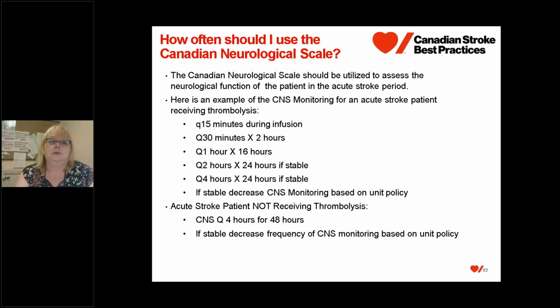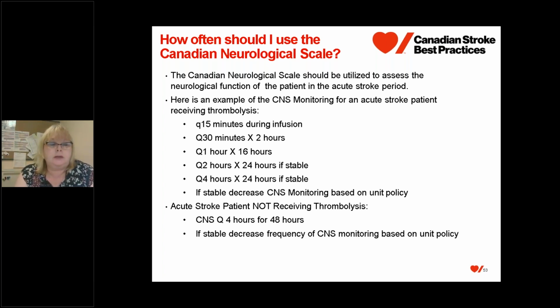So how often should I use it? Well, the Canadian Neurological Scale is utilized to assess neurological functioning in the patient in the acute stroke period. So how frequently I would complete the Canadian Neurological Scale depends on a number of factors. One, it depends on the condition of the patient and whether or not the patient has received hyperacute stroke therapy, so acute stroke thrombolysis or stroke mechanical thrombectomy, or if patients who have not received any of those hyperacute treatment.